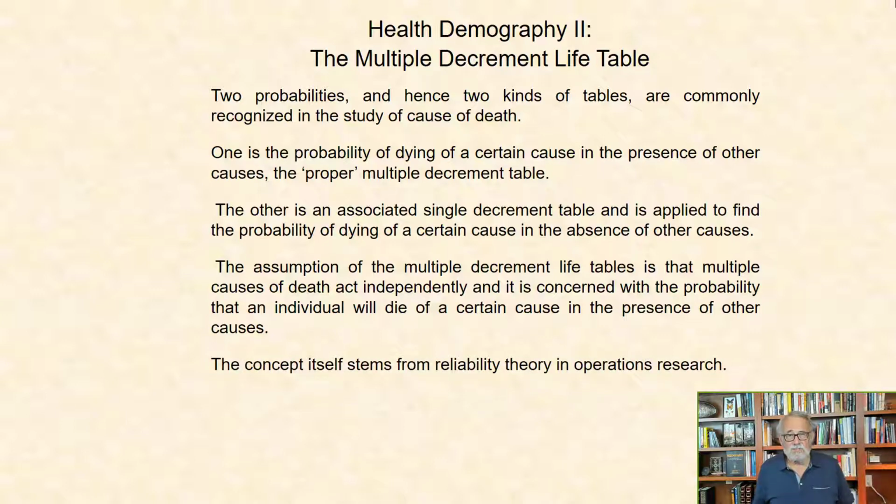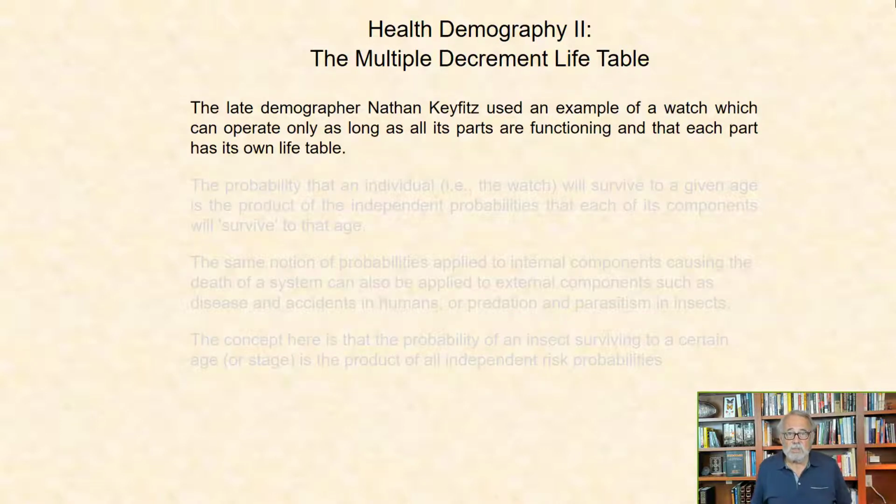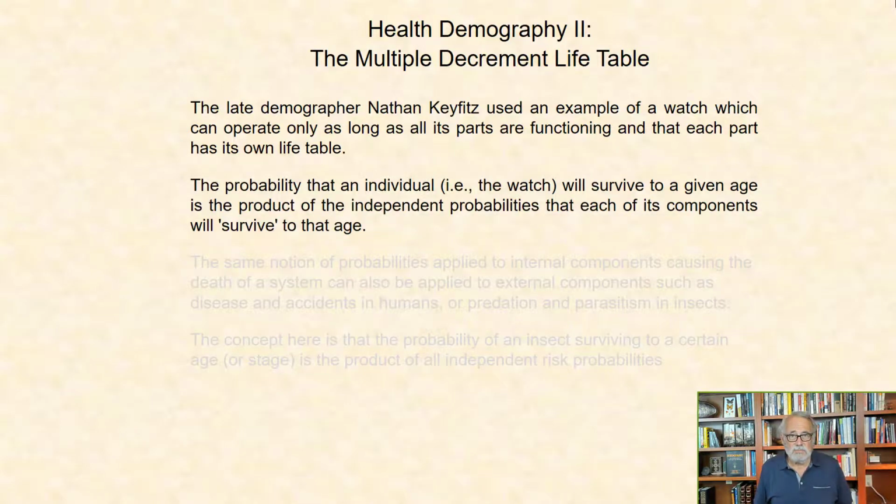The concept itself stems from reliability theory in operations research. The late demographer Nathan Keyfitz used an example of a watch, which can operate only as long as all of its parts are functioning and where each part has its own life table. The probability that an individual, i.e. the watch, will survive to a given age is the product of the independent probabilities that each of its components will survive to that age.